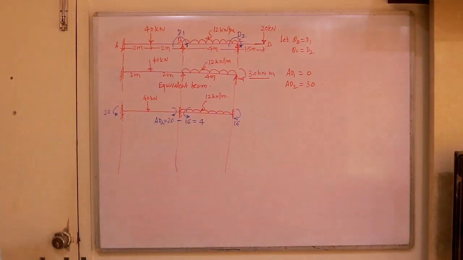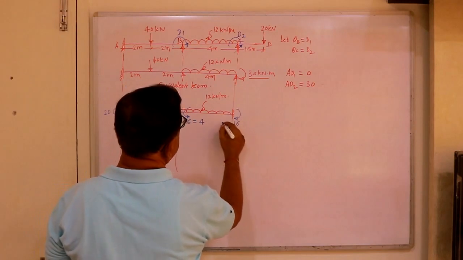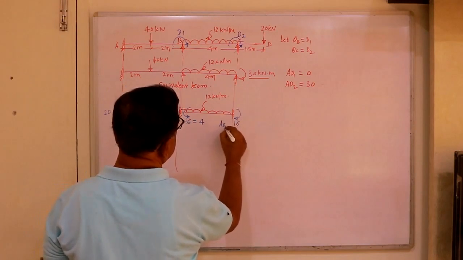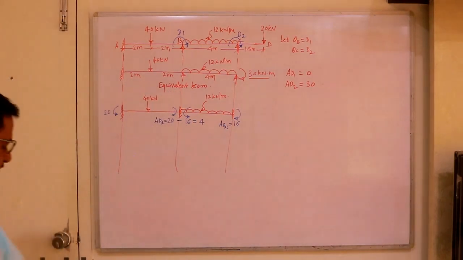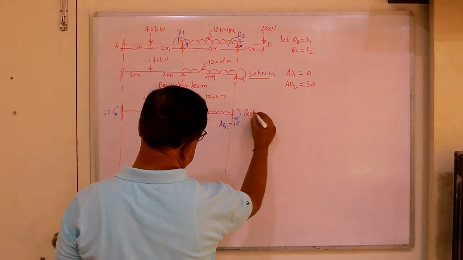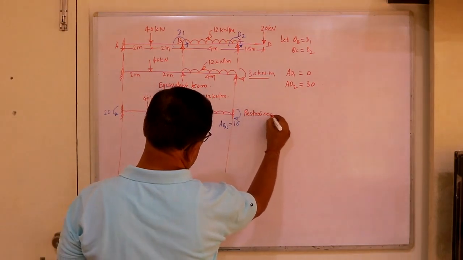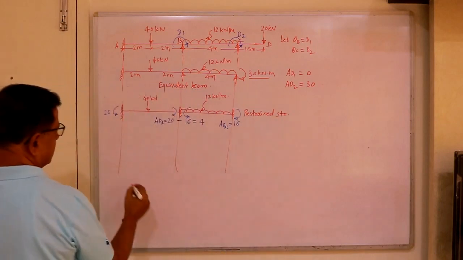20 minus 16 is 4. And this is AD to L, that is plus 16. AD to L is plus 16. So what is this step? It is the restraint structure, and we have calculated the actions.